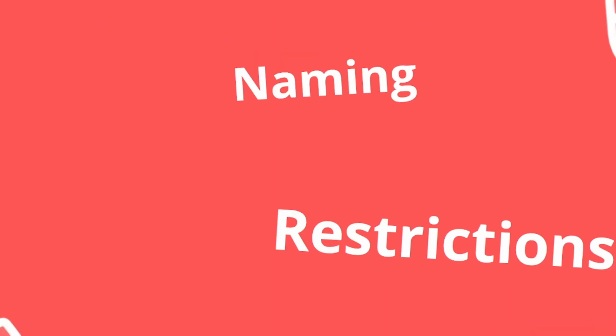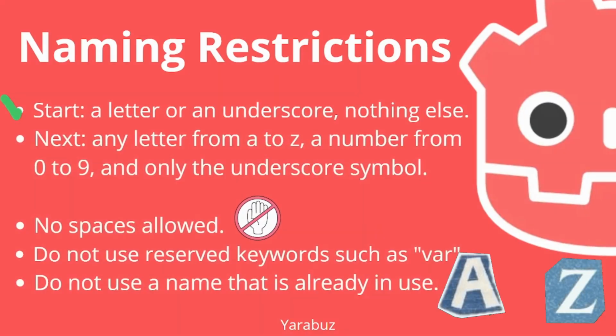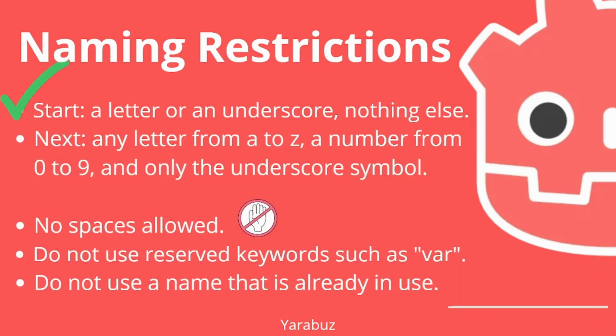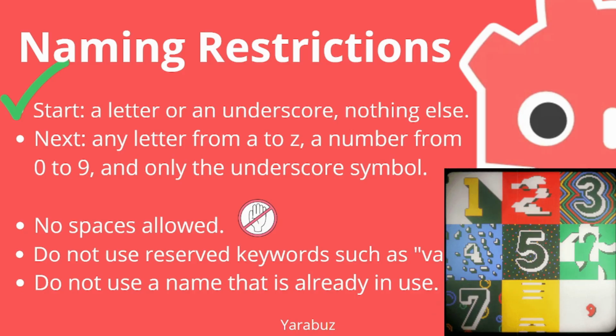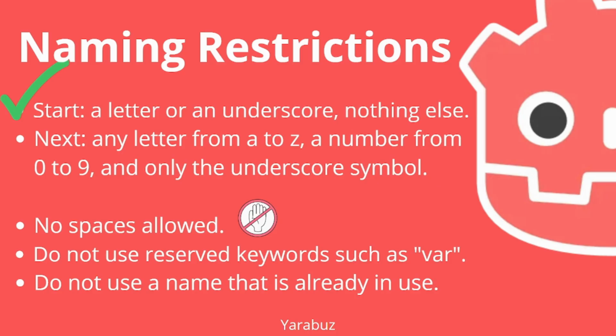There are some naming restrictions. You can start with a letter or underscore and nothing else. And then you can use any letter from A to Z, a number from 0 to 9, and the only symbol allowed is underscore. Spaces are not allowed. And for the name, you cannot use a reserved keyword like var, among others. And lastly, you cannot use a name that is already being used.